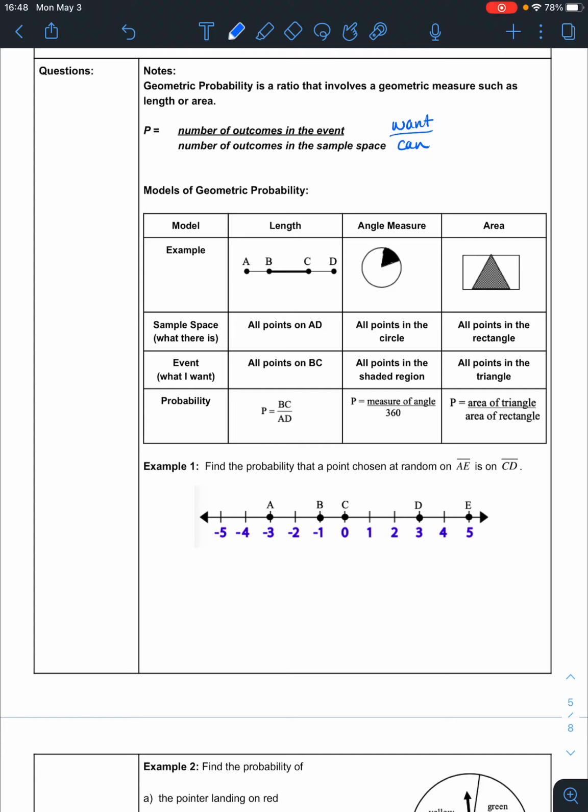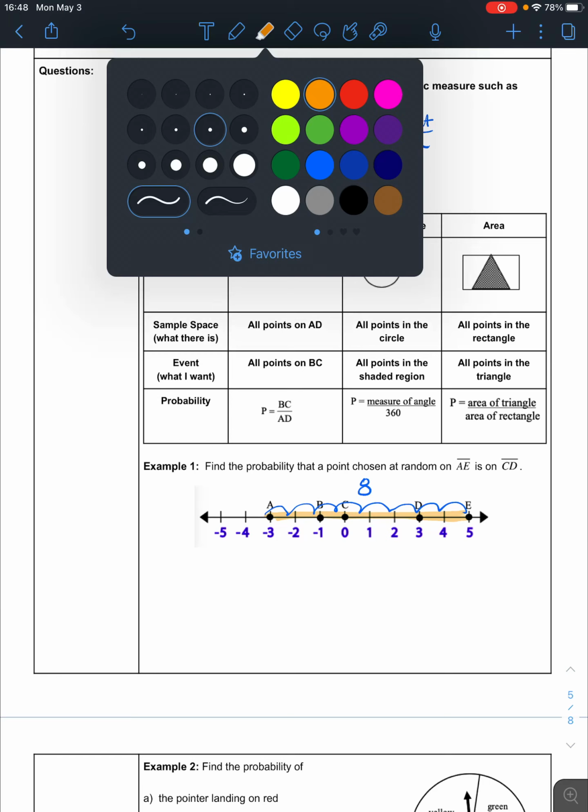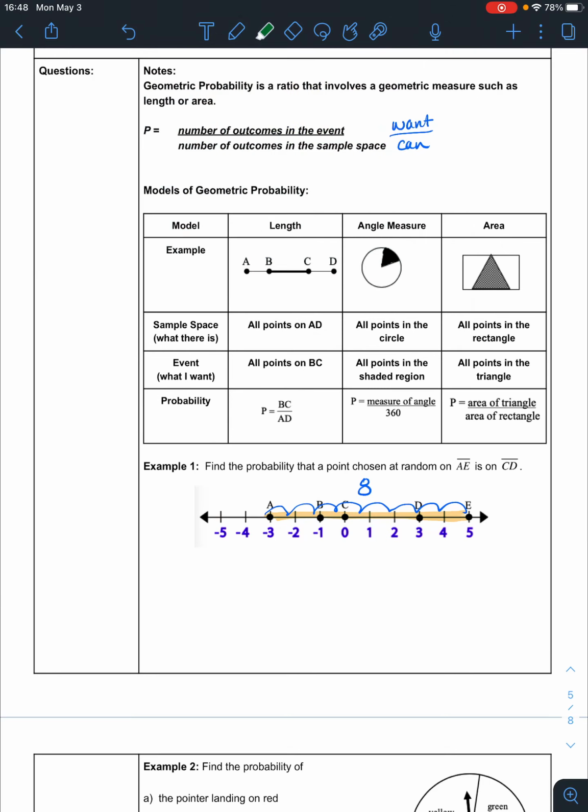Well, where I want to land is on BC. Where I can land is anywhere on AD. So I would put the length of BC divided by the length of AD, and that would give me that probability. What that looks like is this one right here. So here is AE. AE is 1, 2, 3, 4, 5, 6, 7, 8 units long. So that's where I can land. I can land anywhere from A to E.